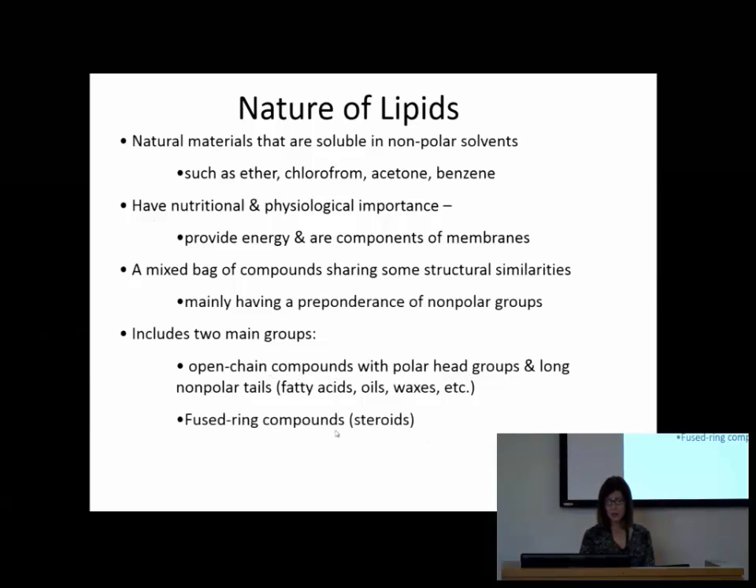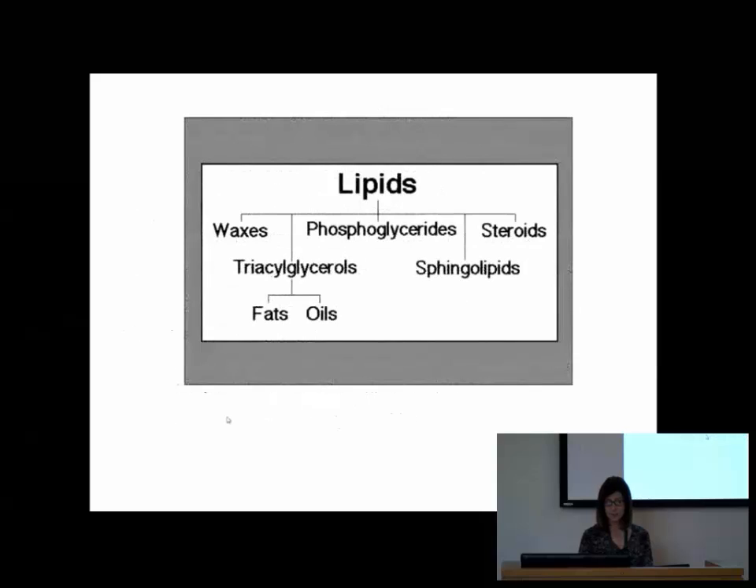We're going to talk about waxes, which are kind of not very exciting. Triglycerides, we're going to spend a lot of time on. Triglycerides can be broken up into fats and oils based on whether they're saturated or unsaturated. Phospholipids are critical in our membranes, and sphingolipids play an important role in signaling. We'll see that in a lot of signaling processes. And then steroids, we'll spend some time talking about those, the legal kind.